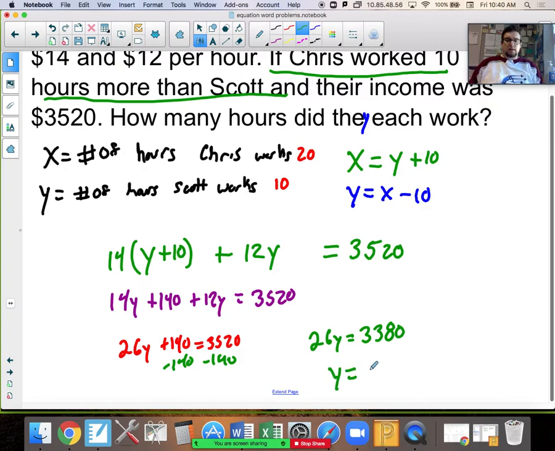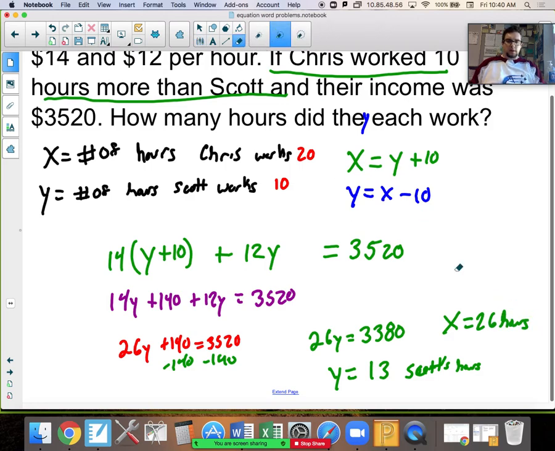So y is 13. So let's go back to the beginning. y is the number of hours Scott worked. So this is Scott's hours. Chris worked 10 more. So x in this case is 26. Not 26, that's not double. Come on, I'll get it together. 23. Sorry, I looked at 10, 20, it's like, that's double. It's 23 hours.